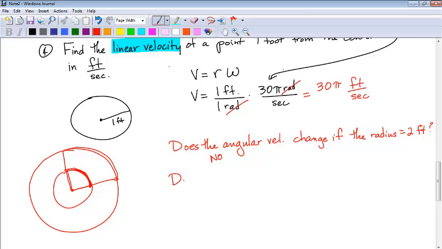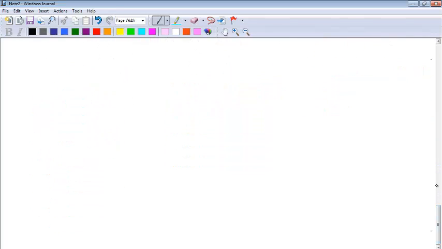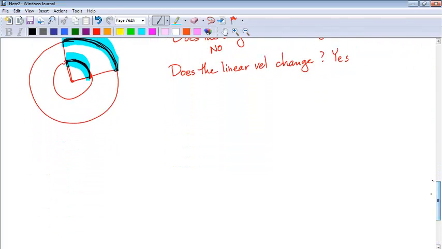Does the linear velocity change if the radius is 2 feet? Look at this distance. Isn't this mapping out a longer distance per unit of time than this? Yeah. So the linear velocity changes, but not the angular. Another example.